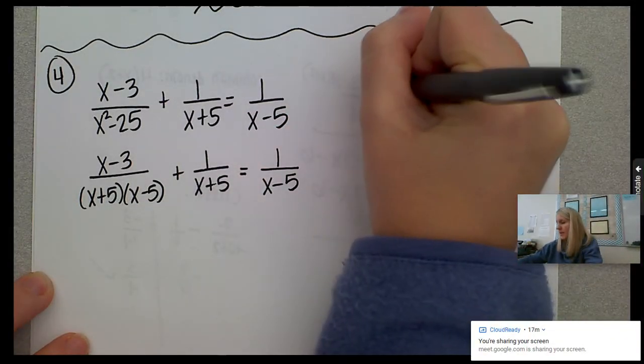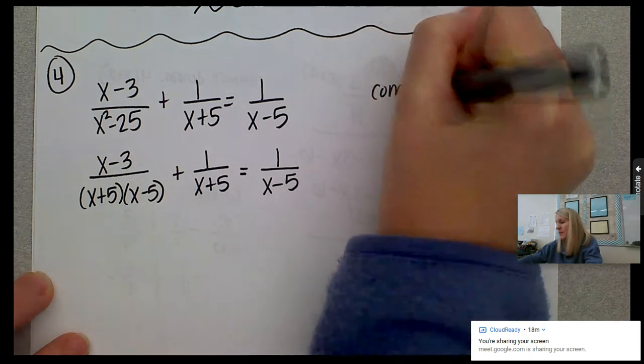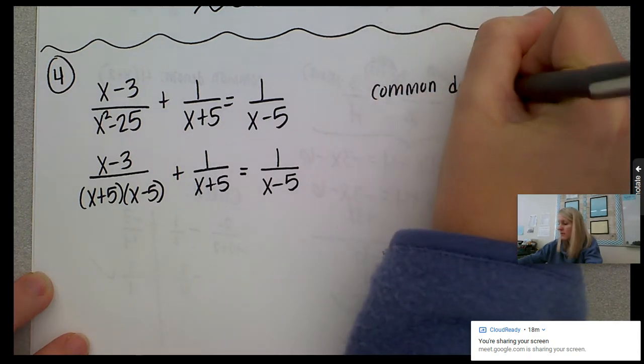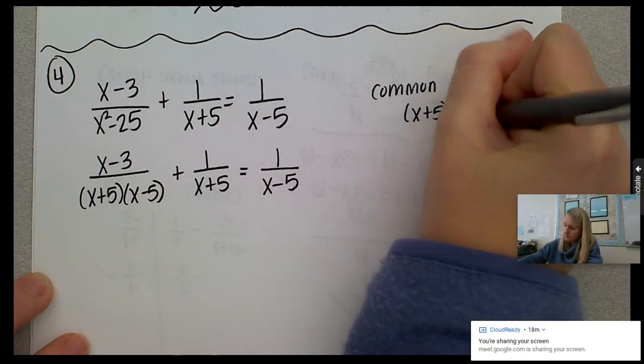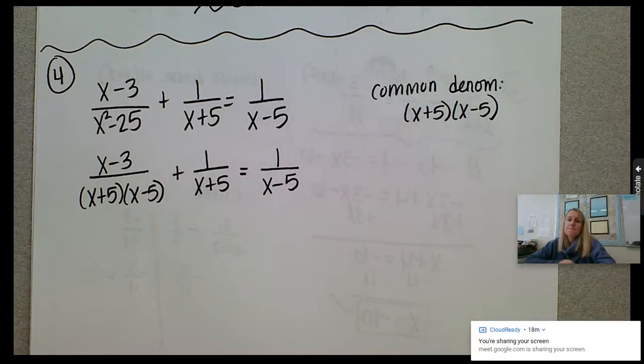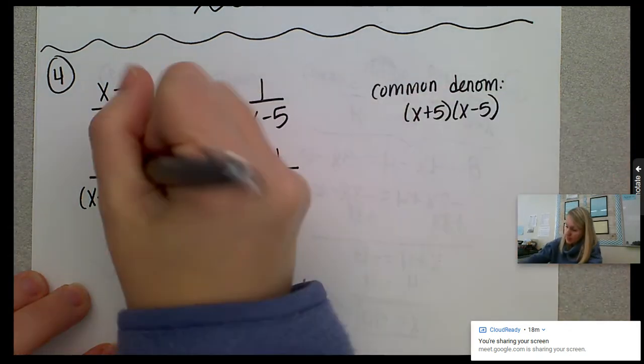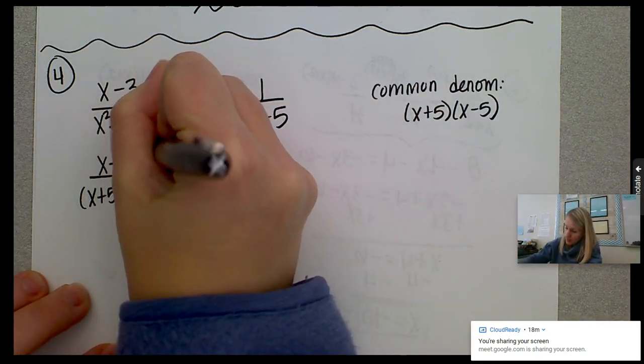So off to the side, I'm a labeler, so I'm going to label what my common denominator is. And it would be what? Just x plus 5, x minus 5, because then everything's represented. We're good. Once you have that, you go back and multiply each individual term by that. So everything's getting multiplied by x plus 5, x minus 5.